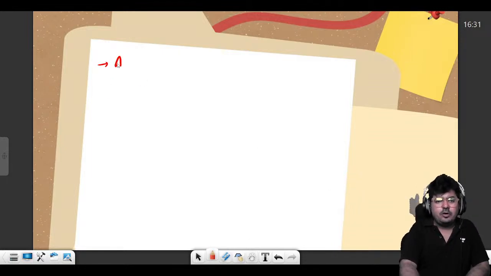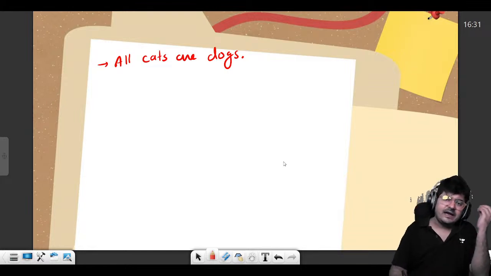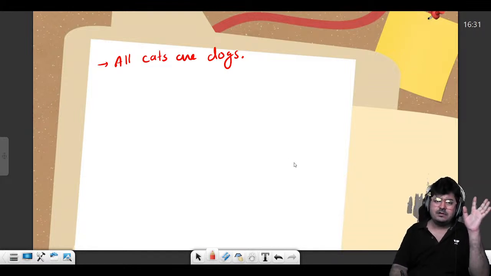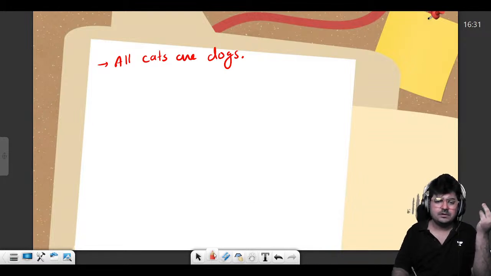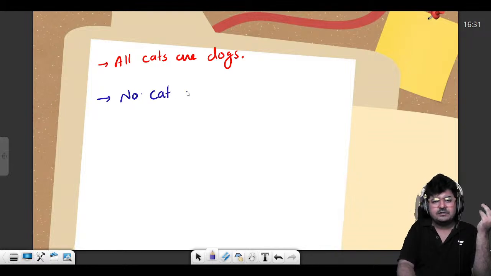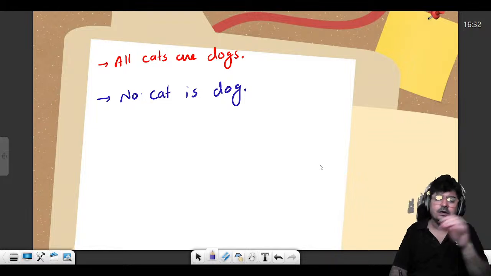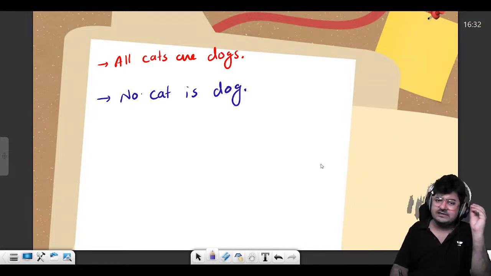Like it is given, all cats are dogs. That means all the cats in this universe are dogs. Simple. Or otherwise, they can say no cat is a dog. That means none of the cats is a dog. It is clear. Directly, they have given the information.